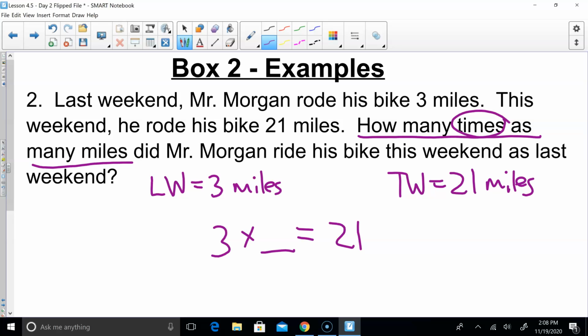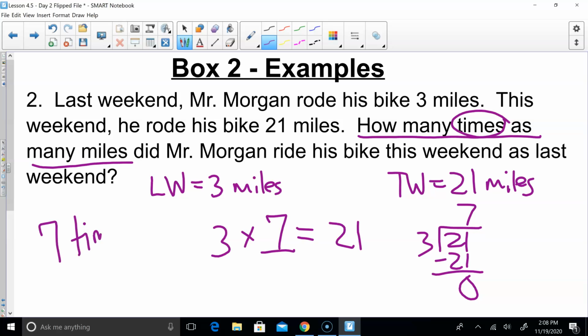And the answer would be, 21 divided by 3 would be 7. 7 times 3 is 21. 21 minus 21 is 0. So it would be 7 in here. So our answer would be 7 times as many miles. So you can pause the video right now and write down this example to help you with your work today.